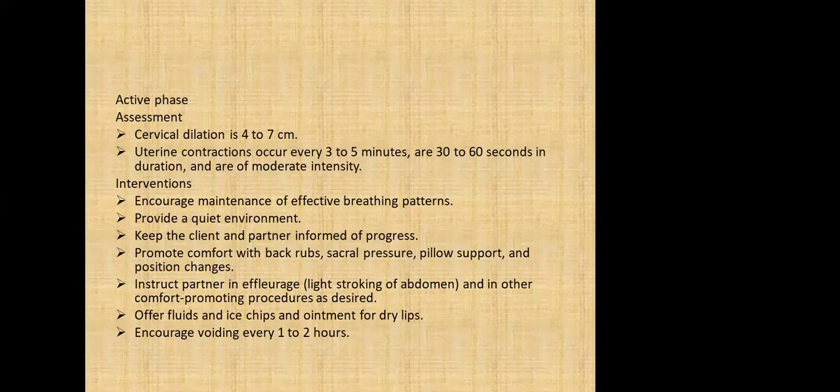Okay. Now you should be able to know how long the contraction should last within active phase. And so 90 seconds is not expected. So 90 seconds means that it is lasting longer. So you should report to the healthcare provider. So contractions occur every 3 to 5 minutes, and last for 30 to 60 seconds. That is the expectation for a client within the active phase of labor.